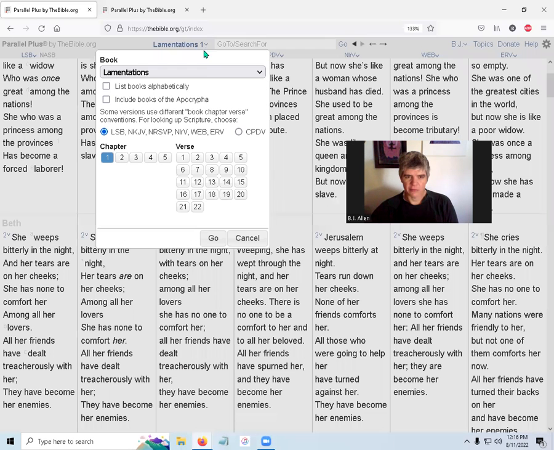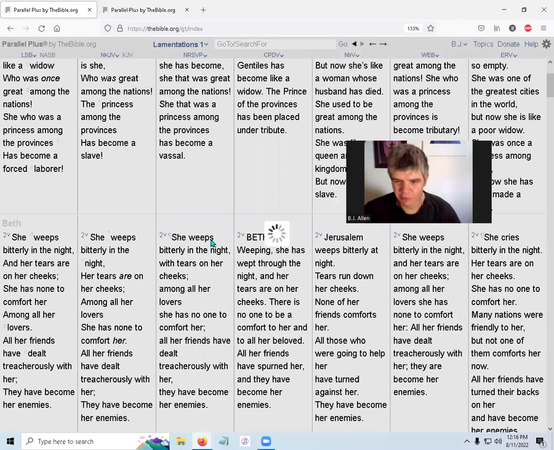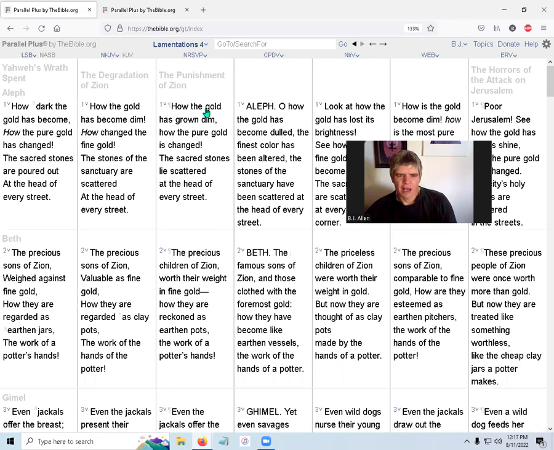Let's see chapter 4. Let's see if we got 3, 3, 3. But in one verse, whereas chapter 3 has 3 and 3 separate verses. Let's see. How the gold has grown dim, how the pure gold has changed. The sacred stones lie scattered at the head of every street. It doesn't seem like 3, does it? The precious children of Zion, worth their weight in gold, how they are reckoned as earthen pots, the work of a potter's hand. It seems like 2 and 2.